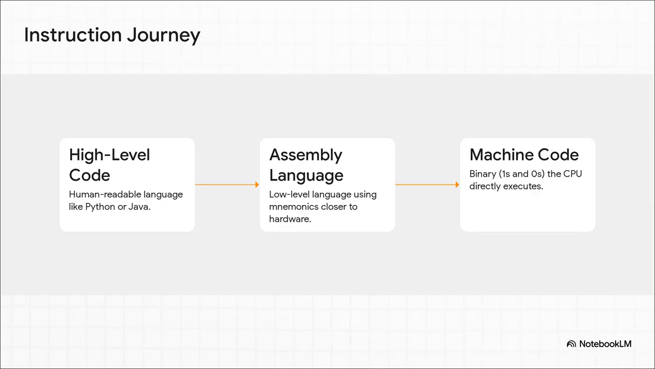This journey from human speak to machine speak happens in stages. We start with what's called a high-level language, like Python or Java, which is designed to be pretty easy for us to read and write. That gets translated into assembly, which is kind of a middle ground language. It uses simple words like LDA for load, getting us a lot closer to what the hardware gets. And from there, it's finally converted into the real deal, pure binary machine code that the processor can execute directly.